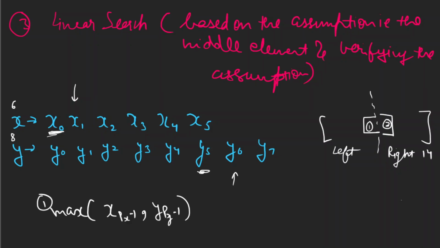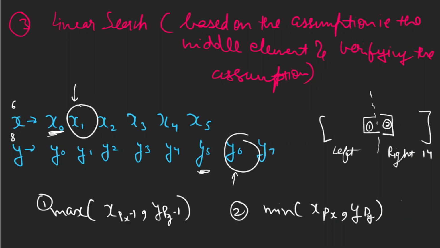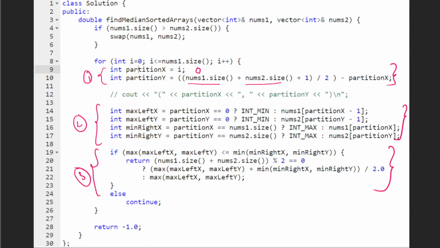So this is number 1. And the number 2 middle element will be minimum of x of px comma y of py. This element and this element have to be the minimum, and this element and this element have to be the maximum. And if the max one, this element, is less than or equal to the other one, then we will say, okay, the middle elements are good to go and we can calculate our median. So this is what we are doing.